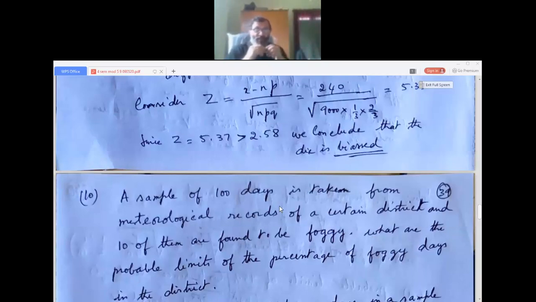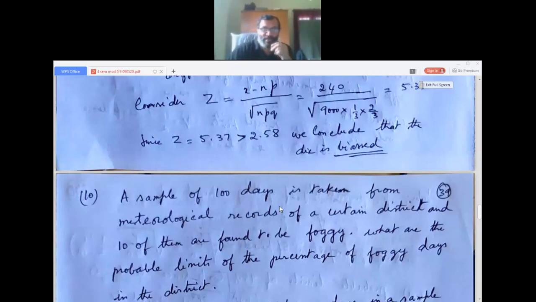So 10 of them were found to be foggy. What are the probable limits of the percentage of foggy days in the district?